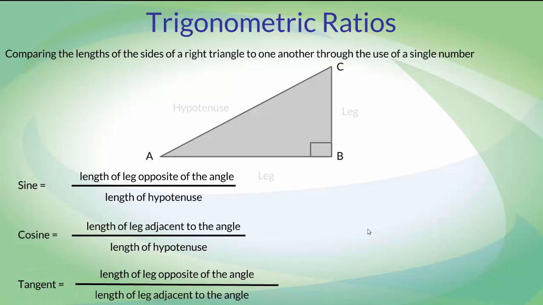In this particular example, we have a triangle that's a 3, 4, 5 triangle. The 2 legs are length 3 and 4, and the length of the hypotenuse is 5. In this case, the sine of this angle would be 3/5. The cosine of angle A would be 4/5, and the tangent of angle A would be 3/4.